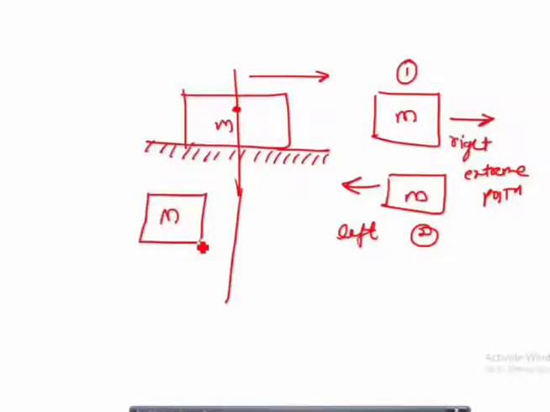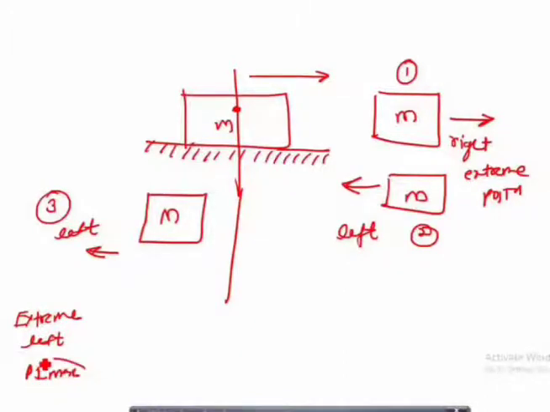Now the mass is on the left of the equilibrium position, and again it is moving towards the left. So this is the third position. Now when it moves towards the extreme left, what will happen at the extreme left? Again your potential energy will become maximum. So at extreme left, the potential energy will become maximum, that is the P max. Potential energy means strain energy, and kinetic energy will become 0 again.